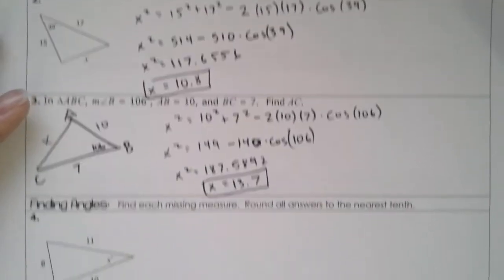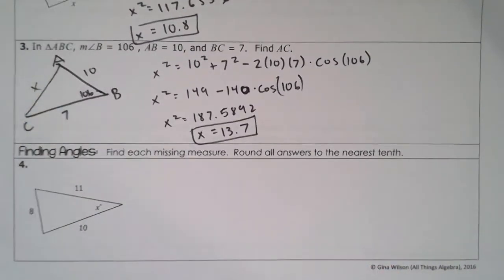The next one says find each missing measure, round all answers to the nearest tenth. So this time it looks a little different, as it's not giving the angle inside, but it works the same way.